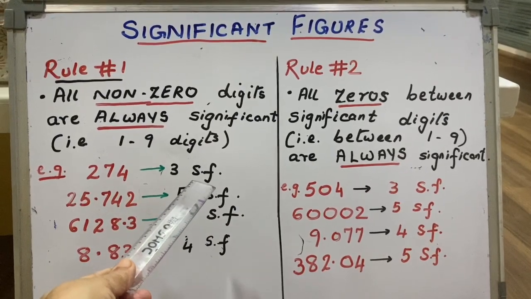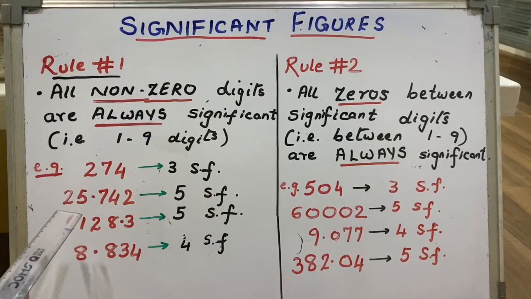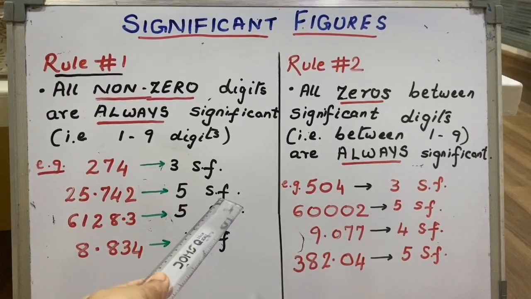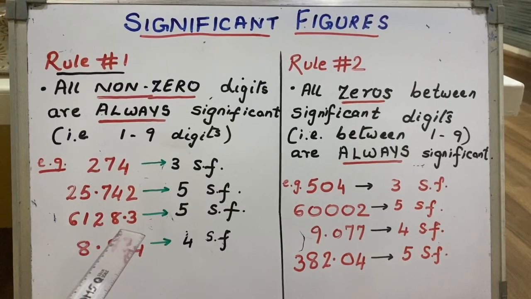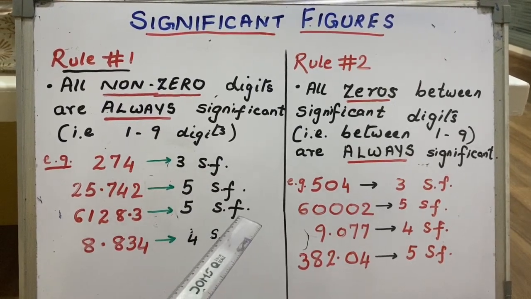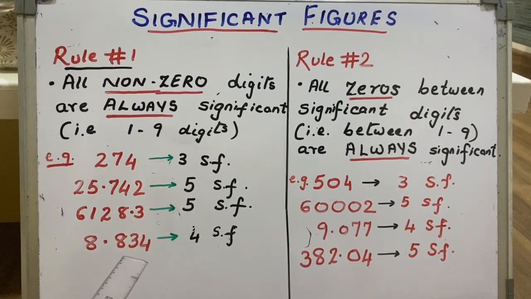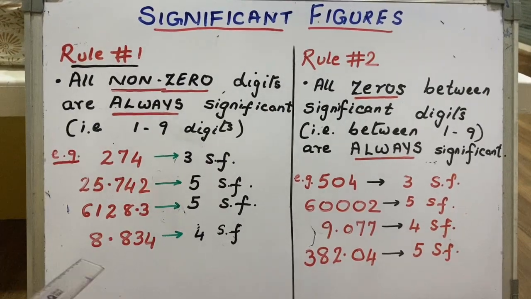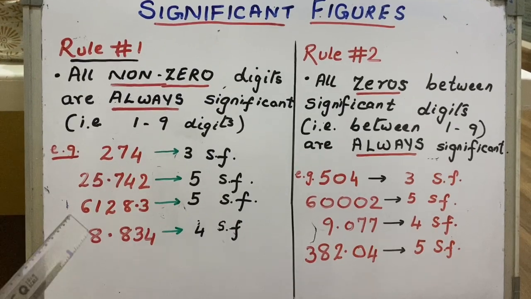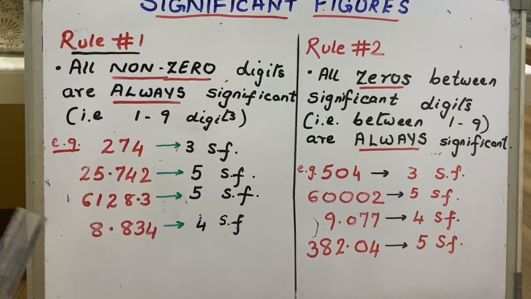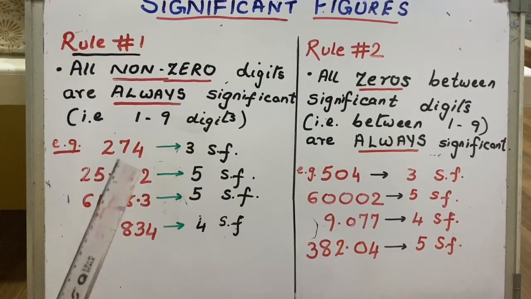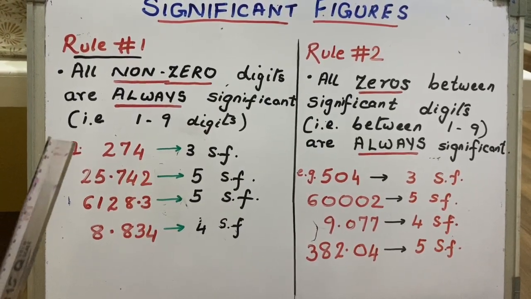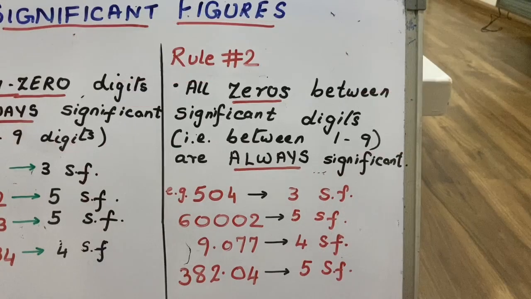Exactly, 3 significant figures. 25.742, 5 significant figures. 6128.3, 5 significant figures. 8.834, 4 significant figures. Here we can see all the digits are from 1 to 9. And as I said, all digits from 1 to 9 are always significant. So rule number 1 is clear.